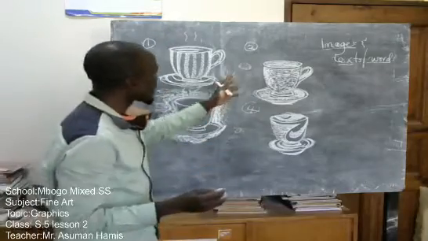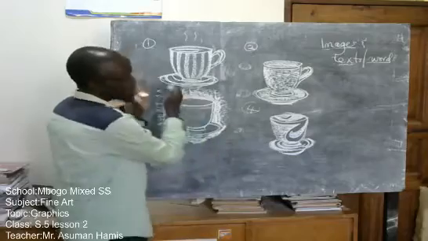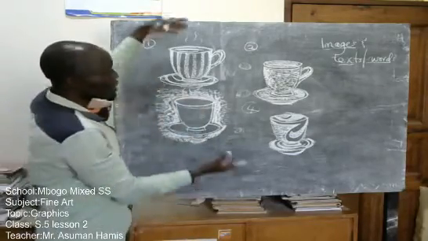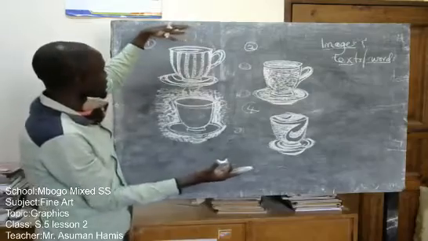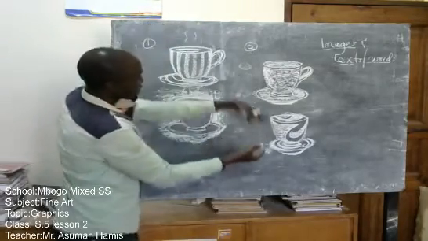We are trying to discourage the other business of most of us trying to shade from the darkest part to the lightest, trying to show people light and darkness. It doesn't apply here in graphics. It doesn't at all. So we want to try to master these few techniques that we have.